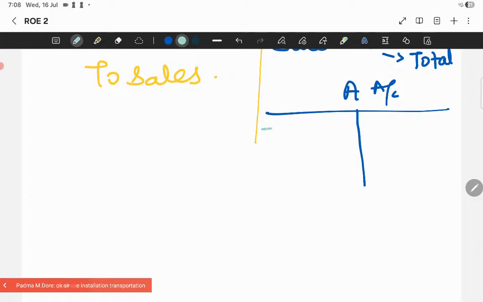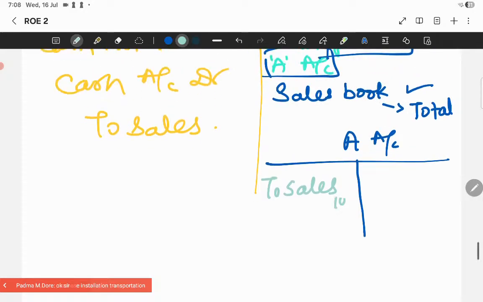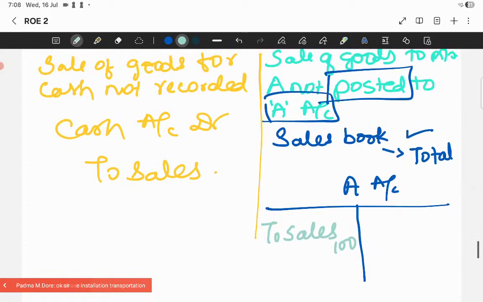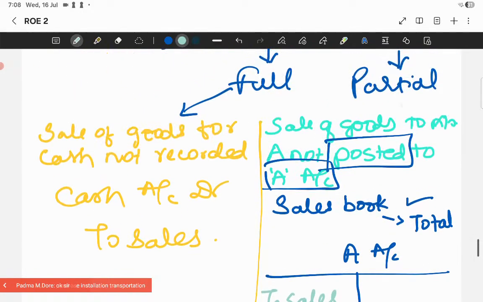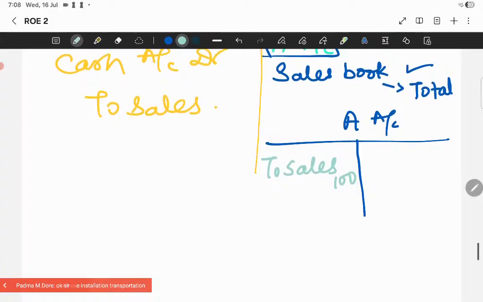होना क्या चाहिए था A's account में? To sales, assume the amount is 100. To sales क्या आना था? 100. पर आया क्या? No. What he has said, not posted to A's account. इसको मैं इधर अमाउंट कर देता हूं. Sale of goods ₹100. ओके. To sales 100 आना चाहिए था, but he is saying that it is not posted. It is खाली खाली now. अब question आता है कि इसको भरा कैसे जाए. I said you can't just write simply.